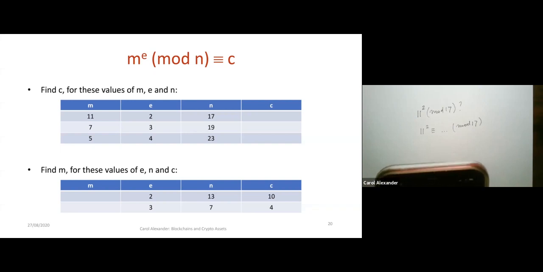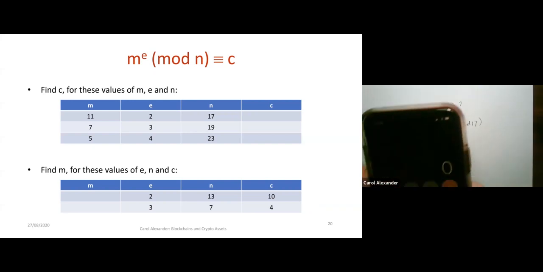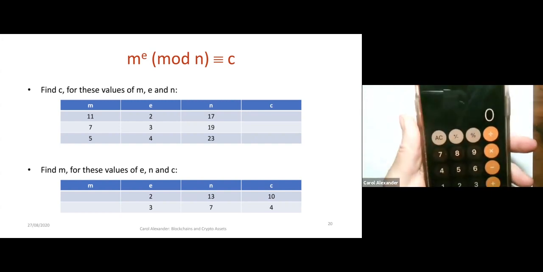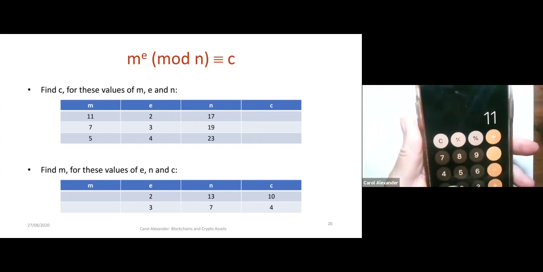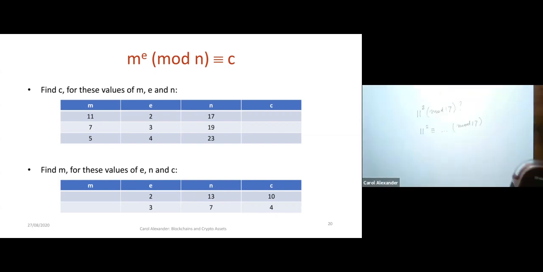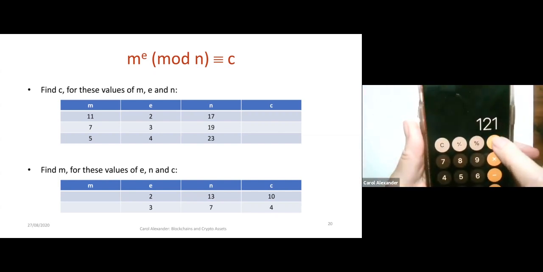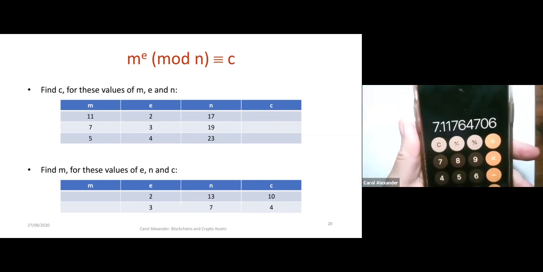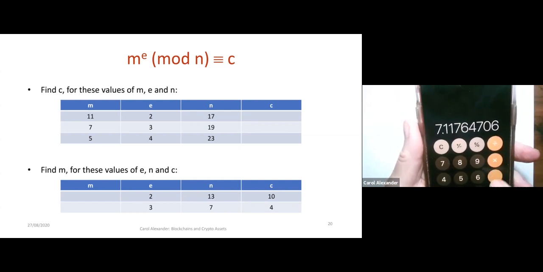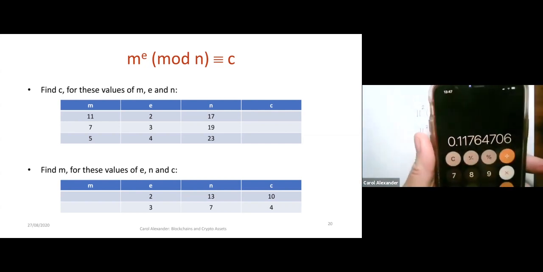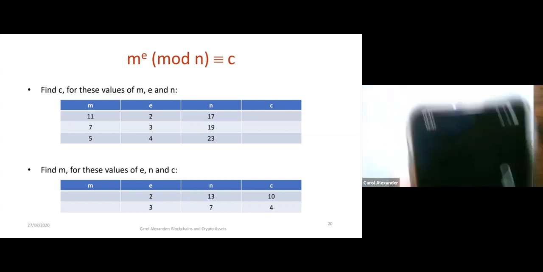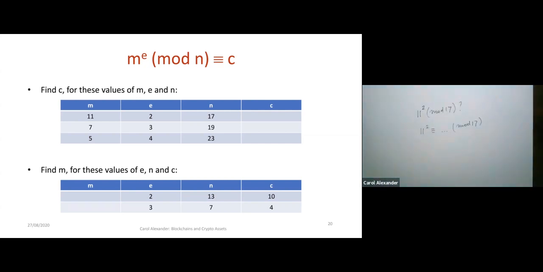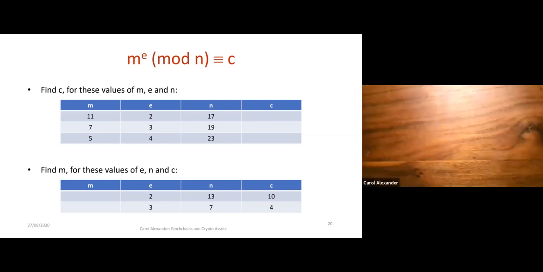Now, the calculator is here, and 11 squared. 11 times 11 is 121, and it's mod 17. Divide by 17. Okay, take off the 7 and multiply by 17. The answer is 2. And so we know how to work them out. That is really the point to make.